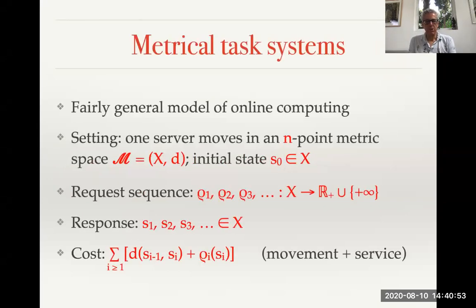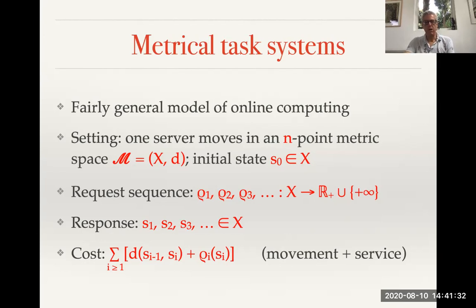So what are metrical task systems? It's a fairly general model of online computing that captures many more specific online problems. In this setting, there is a single server that moves in an endpoint metric space, which we denote by M with point set X and distance function D, starting from an initial state S0, that is one of the points in the metric space.